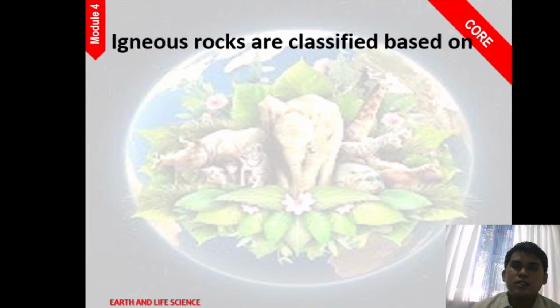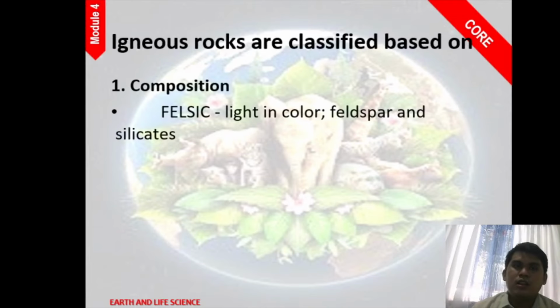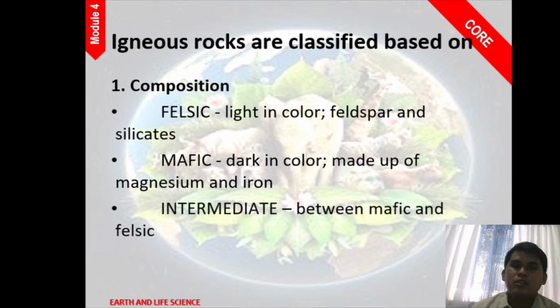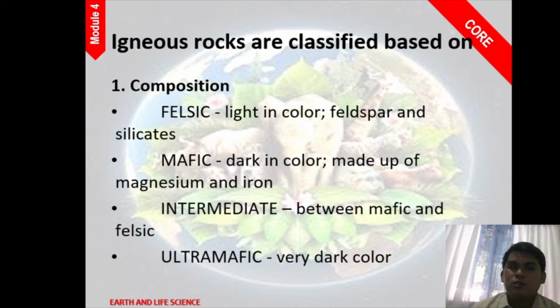Igneous rocks are classified based on composition. A felsic is light in color. Examples are feldspar and silicates. A mafic is dark in color, made up of magnesium and iron. An intermediate, of course, is between a mafic and felsic. Ultramafic is beyond a mafic, a very dark colored igneous rock.